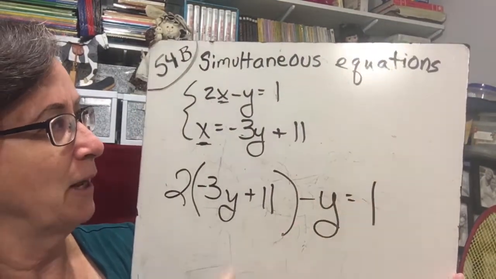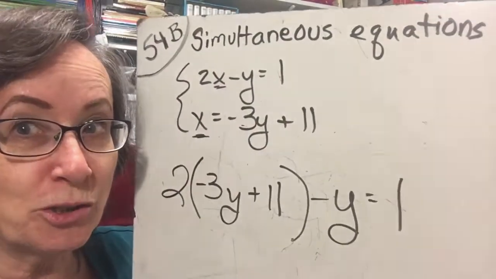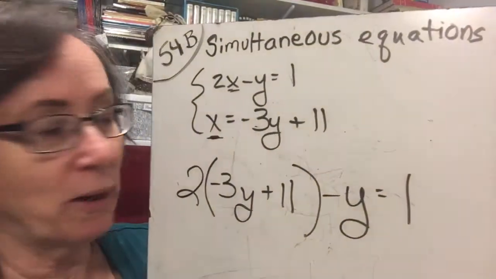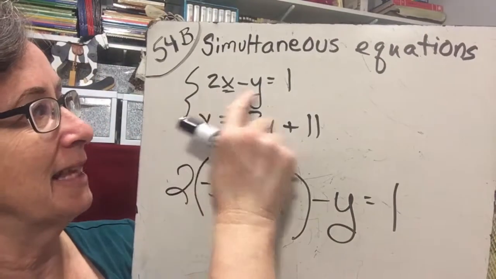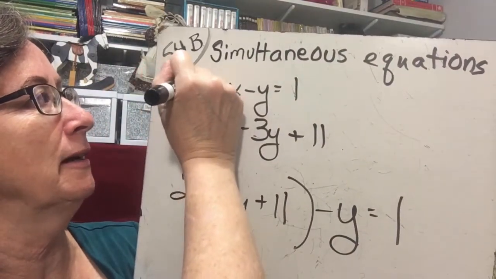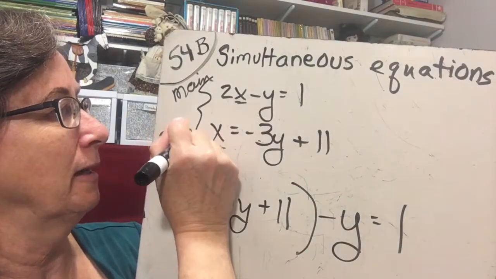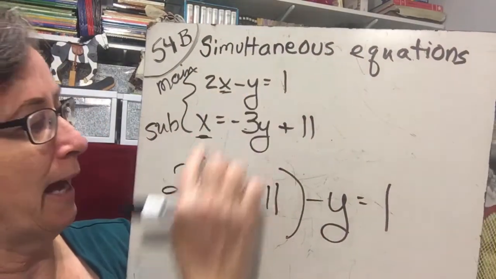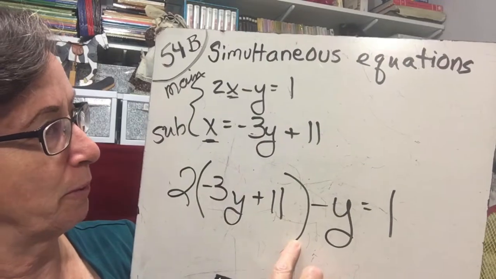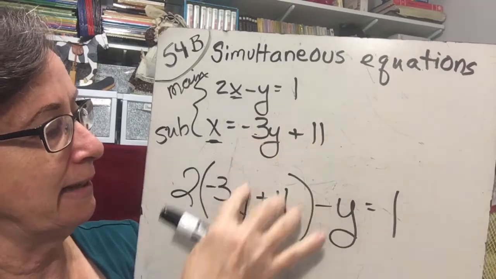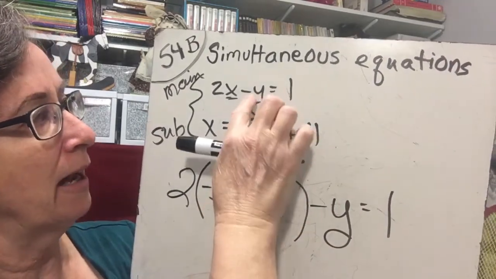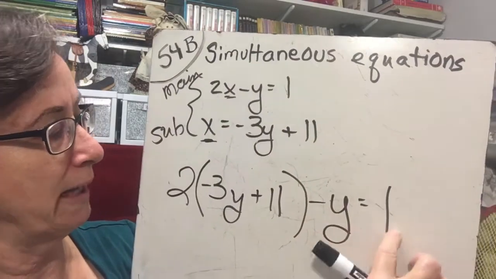equals 1. So basically I smooshed two equations together into one equation by taking this as my main equation and this one as my sub-equation. And then 2x, instead of the x, I put parentheses. I slid this definition of x in there. I continued minus y equals 1.